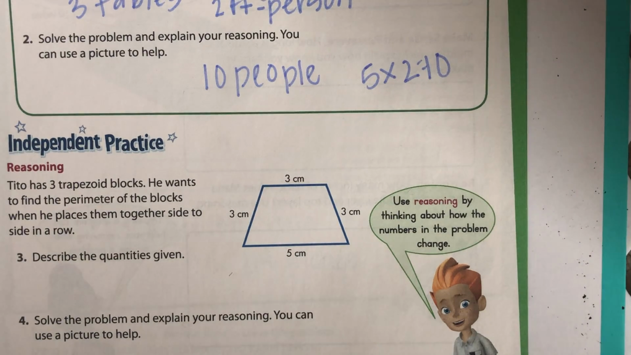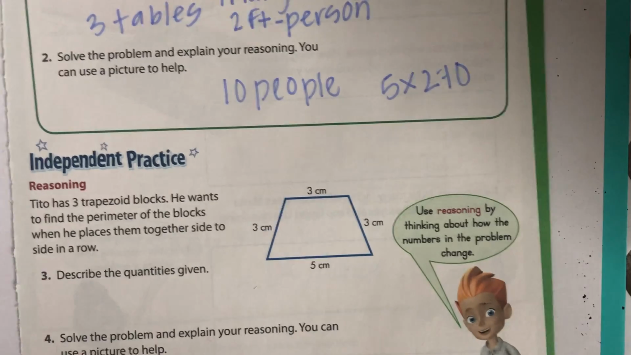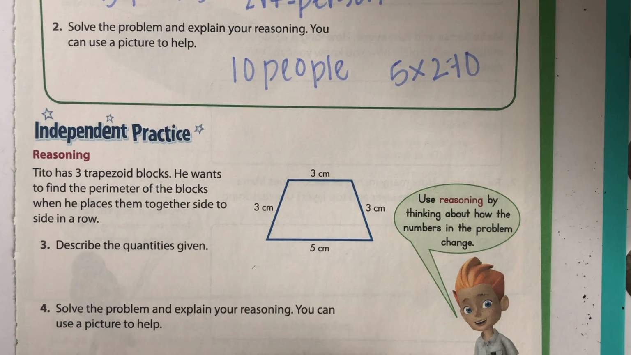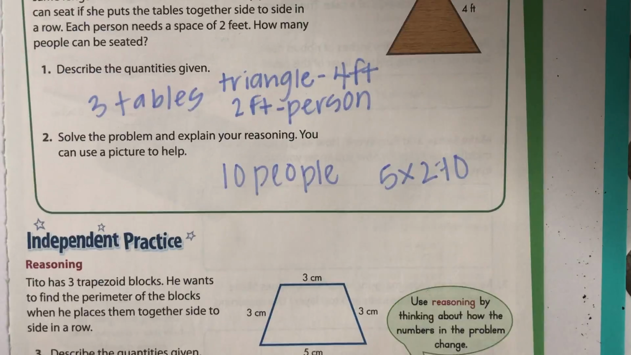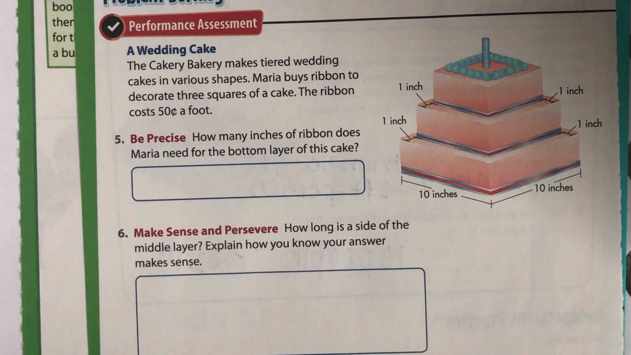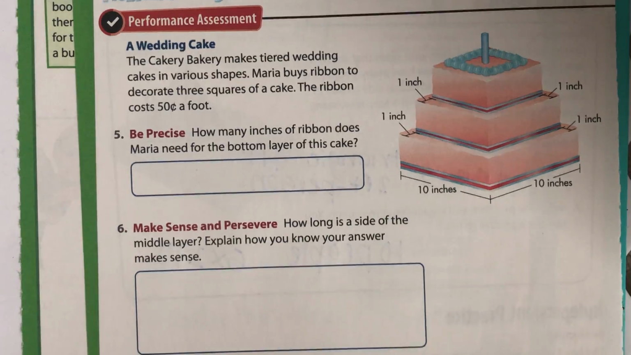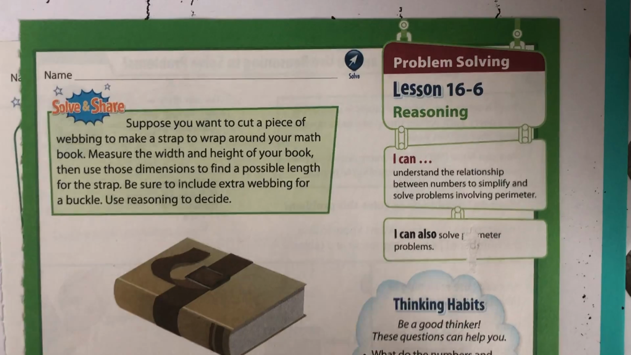Tito has 3 trapezoid blocks. He wants to find the perimeter of the blocks when he places them together side to side in a row. So here you want to describe the quantities just like we did up top, and then you want to solve a problem. On the back, the Cakery Bakery makes tiered wedding cakes in various shapes. Maria buys ribbon to decorate 3 squares of a cake. The ribbon costs 50 cents a foot. So then you need to solve the remaining problems for that one. This is 16.6 reasoning.